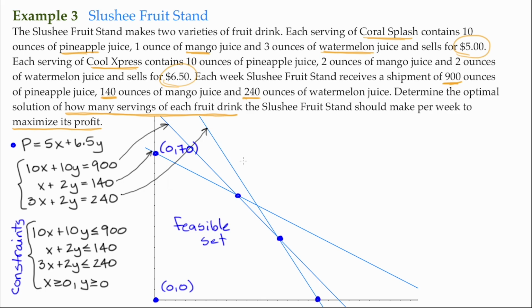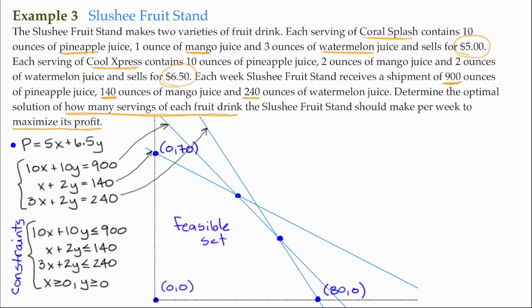This one down here, this is the line 3x plus 2y is equal to 240. It crosses the x-axis here. It intercepts the x-axis. That's when y is equal to 0. So if we set y equal to 0 and solve for x, this is going to occur at 80 and 0. So the only other two coordinates that we need to worry about is this one and this one.